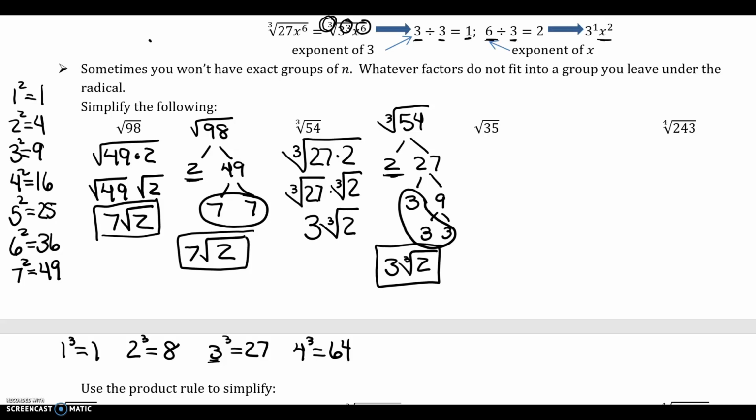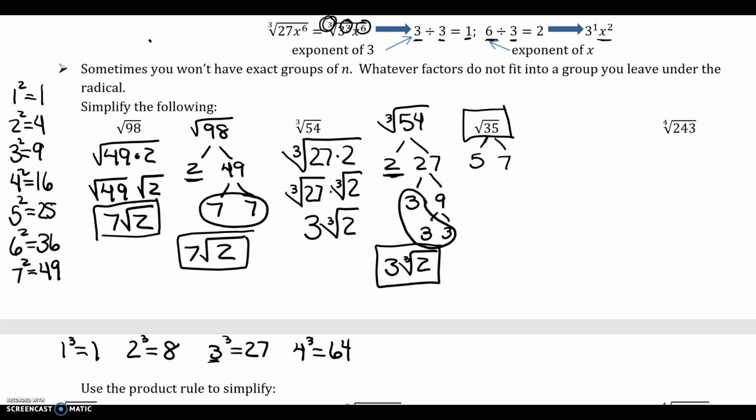So how about the square root of 35? Well, I don't know any perfect squares that go into 35. 1 does, but we're looking for numbers bigger. 4 doesn't, 9 doesn't, 16 doesn't, 25 doesn't, and 36 is too big. So just to check this out, the only prime factors that go into 35 are 5 and 7. I have no groups of 2, so the square root of 35 is as simple as it gets.